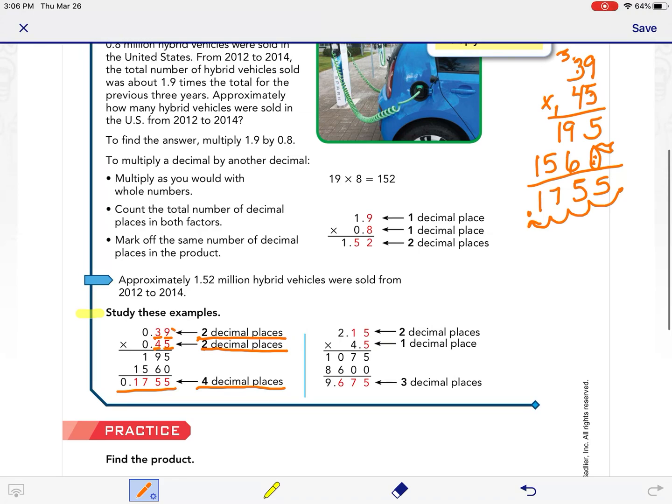All right, really not too hard. Again, multiply like you normally do, count up those decimal places in the question, and make the same number of decimal places in the answer, and you should be great.